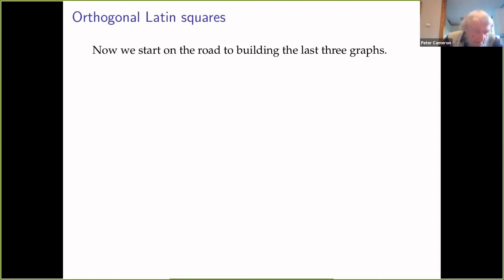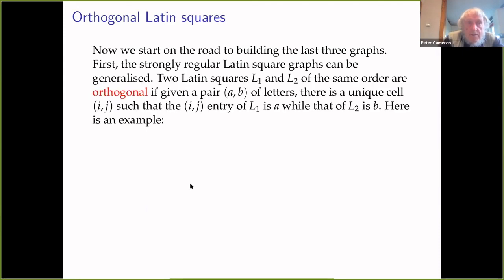Okay, so now I'm going to work towards the last 3 graphs. And let me start off with orthogonal Latin squares. Well, in my lecture earlier on today, I constructed strongly regular graphs from Latin squares. Now I'm going to do something similar, but suppose we have 2 Latin squares of the same order.